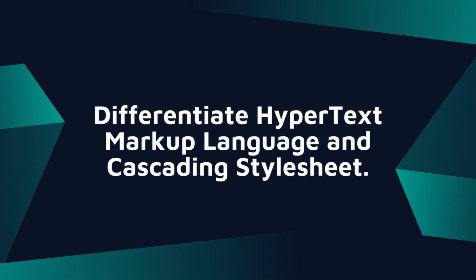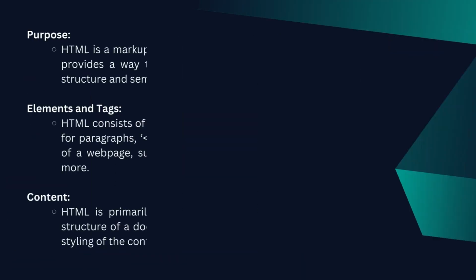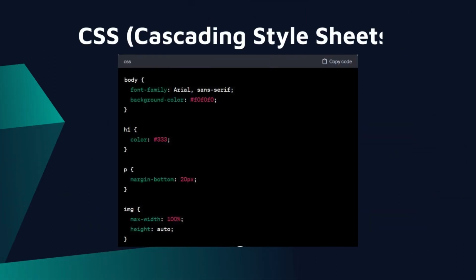In summary, HTML is used for structuring content and defining its meaning, while CSS is used for styling and presentation. They work together to create a well-designed and organized web page. HTML defines the structure and CSS enhances the visual presentation of that structure.